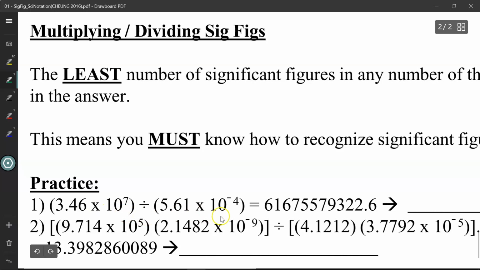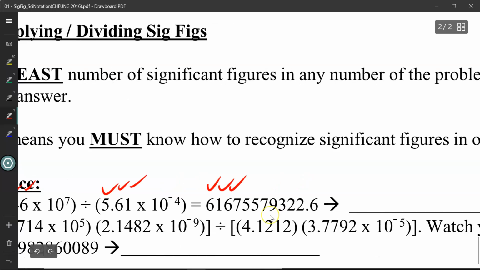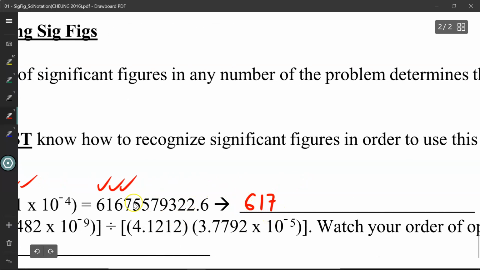Now what happens if you're multiplying or dividing? Well, your final answer should be rounded to the least number of sig figs in your calculation. So over here, 3.46 10 to the power 7, I only have 3 sig figs, all of which are due to rule number 1. Over here, I also have 3 sig figs, all of them due to rule number 1. Since both of them have 3 sig figs, my final answer should only have 3 sig figs. So I can only trust the first 3 digits. So in this case, I would write down 617. So I'm going to round this 6 up to a 7 because of this number over here to the right is greater than 5. And then from there, fill in zeros for the rest of the values to show that I can't trust these numbers over here.